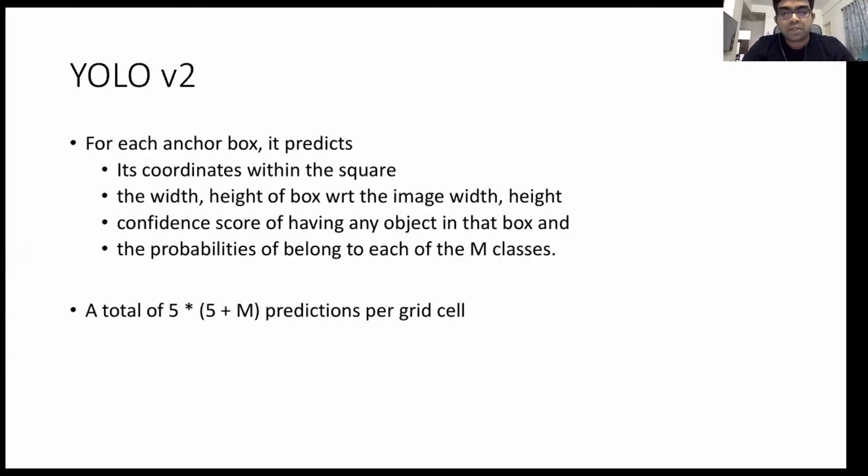So in total, each bounding box would have 5 plus M predictions, where the coordinates are 2, the width and height are 2, and the confidence score is 1, plus M predictions for the classes. So each bounding box would have 5 plus M, and each grid cell would have 5 anchor boxes. So we have a total of 5 times (5 plus M) predictions per grid cell.